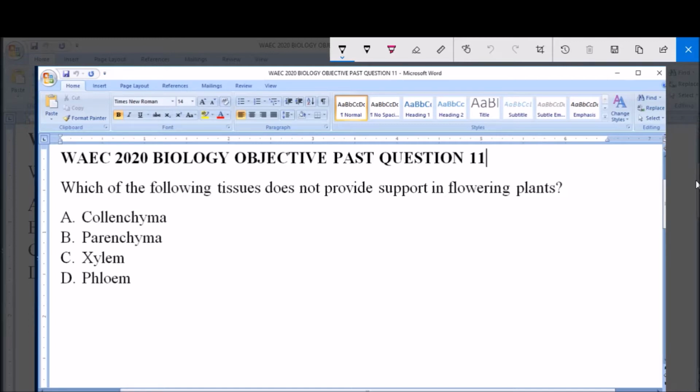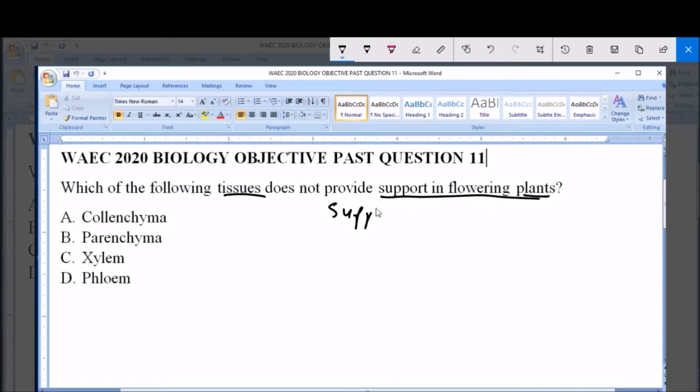Which of the following tissues does not provide support in flowering plants? A. Collenchyma, B. Parenchyma, C. Xylem, D. Phloem. So, there are certain tissues that provide support in flowering plants or in plants in general.